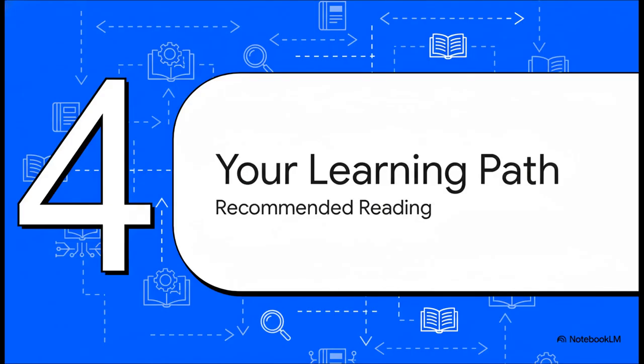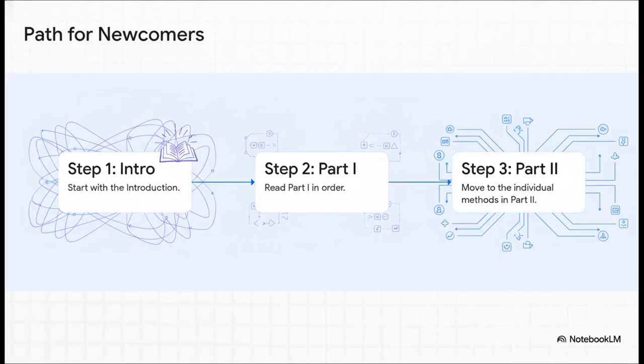Now, what's really nice about how this book is set up is its flexibility. You don't necessarily have to read it straight through from page 1 to the end. Depending on your experience, there are a couple different paths you can take. So, if you're just getting started with formal methods, the suggestion is pretty simple. Just start at the beginning. Go through the introduction and Part I first.